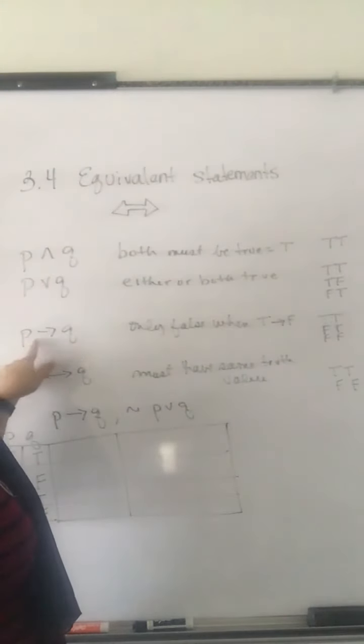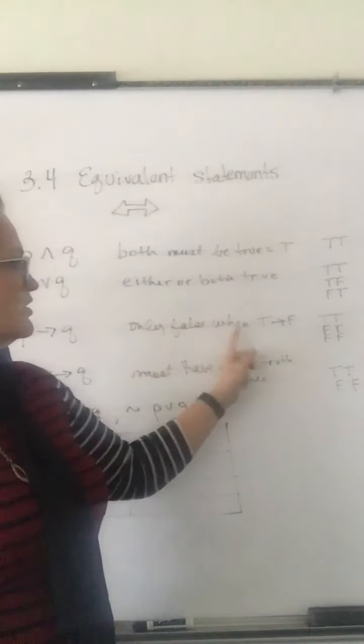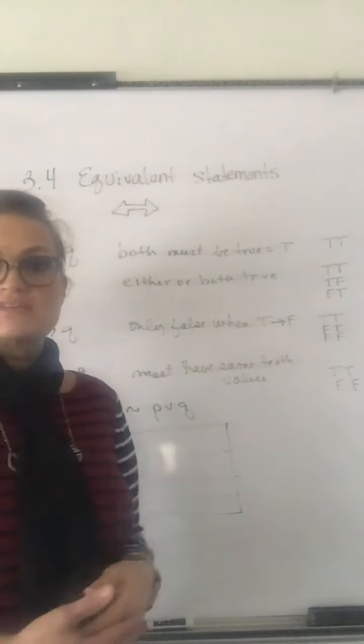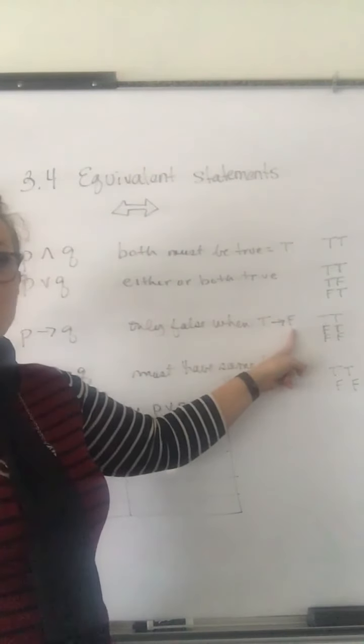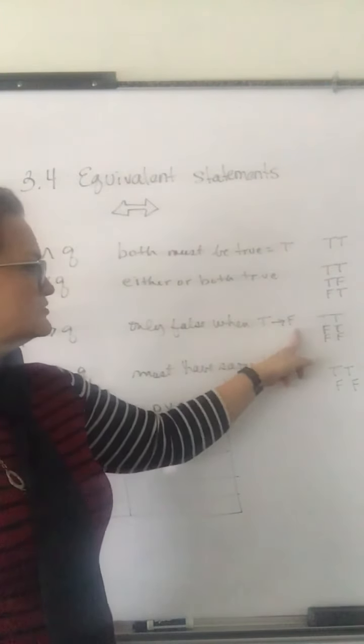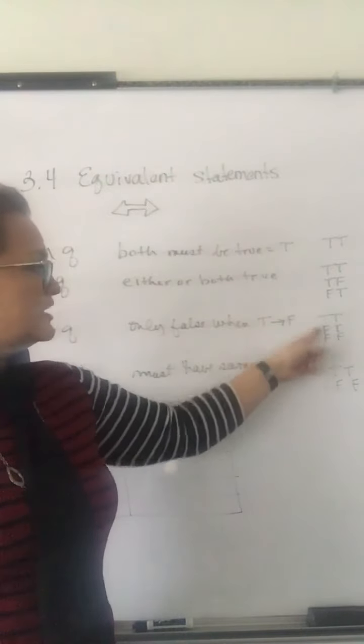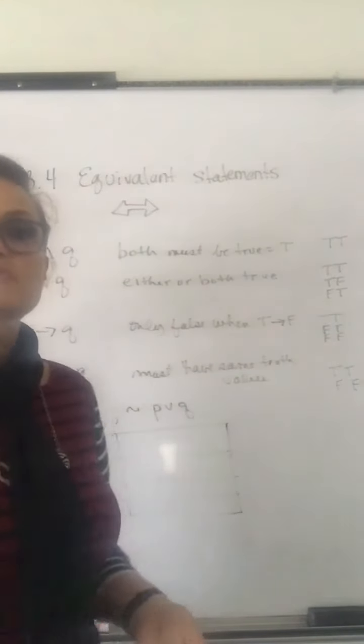For the conditional P then Q, it's only false if you have a true that leads to a false. That's like the father that broke his promise. The boy did what he was supposed to do, but then he didn't follow and keep his promise. So when a true leads to a false, that's false. All the other times, you can see on the list, all the other times that's true.